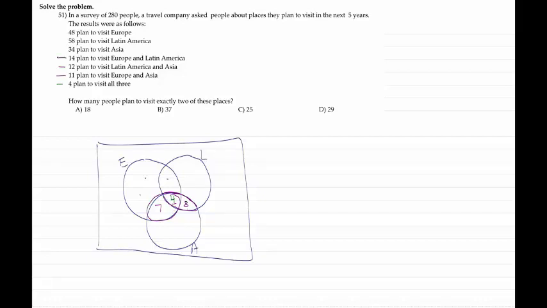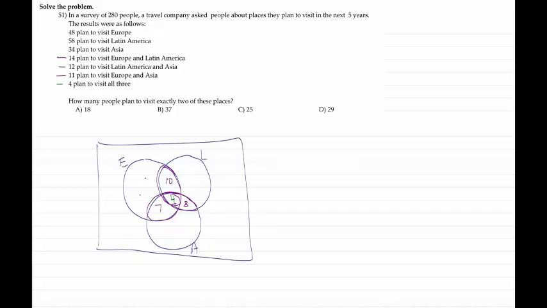And now I'll look at these 14. So 14 plan to visit both Europe and Latin America. So Europe and Latin America, this part, so it's inside Latin America, it's inside Europe. So this part right here has a total of 14. I've already counted 4 of them, so the other 10 must go right here.